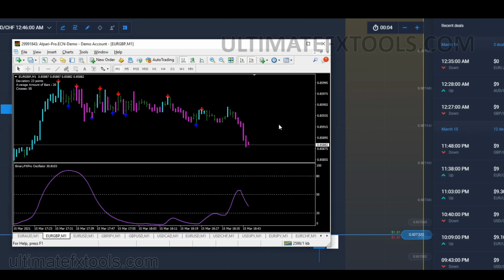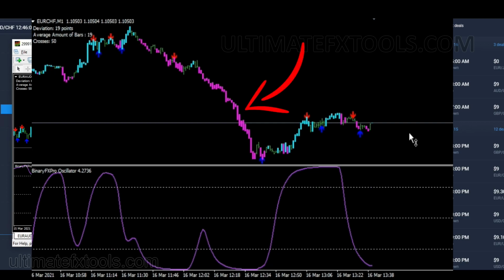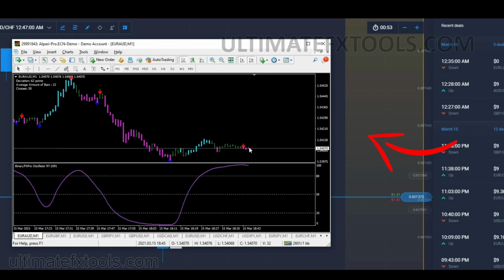So the strategy is this. If the colored bars go for a downtrend and in color magenta, with the corresponding oscillator at its lowest depth, then the Binary FX arrows generate an upper arrow. Then we must go for a buy.